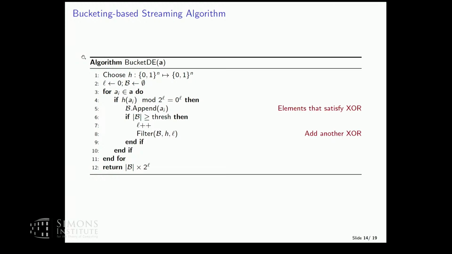Question. Is that still pairwise independence that you need here? Yeah. You don't need to go beyond that. Of course, there was a lot of work in showing that pairwise independence suffices. Well, I told you that you can think about these hash functions using XOR. So every time we want to add an element to a bucket, it's really the element that satisfies the current set of XORs. And every time we have to increase the level, it's really adding another XOR.